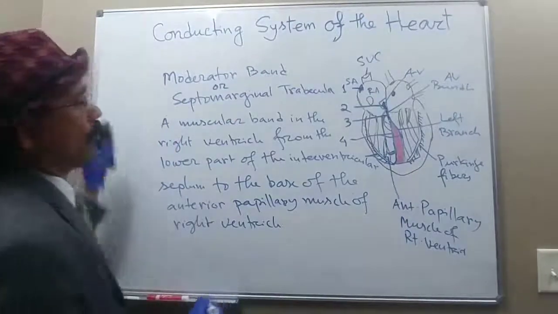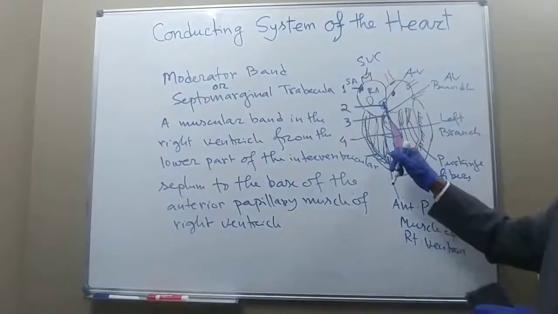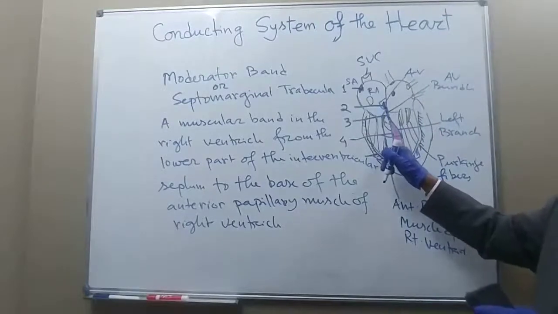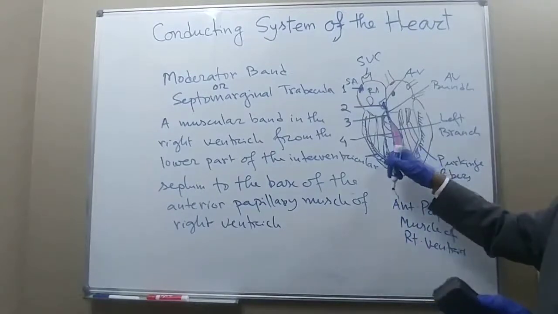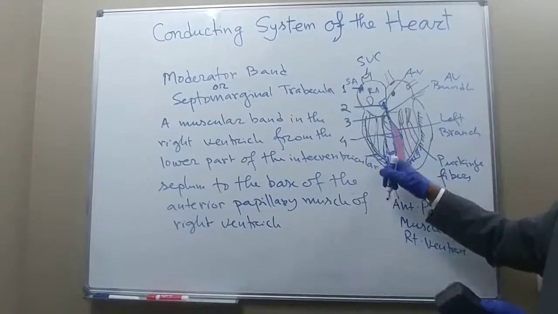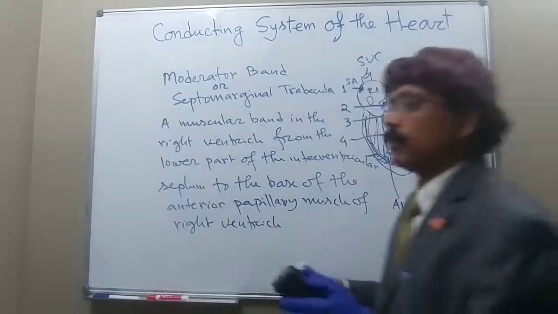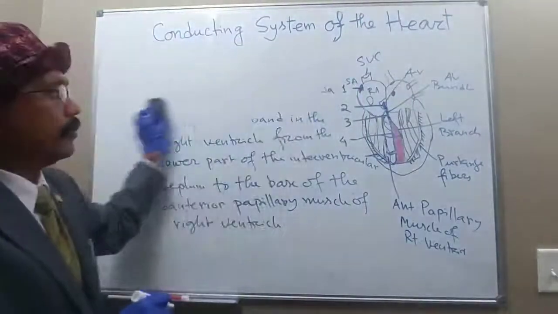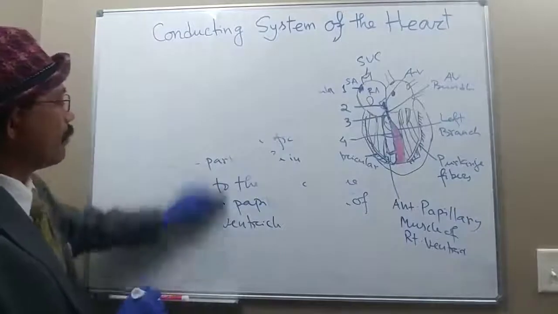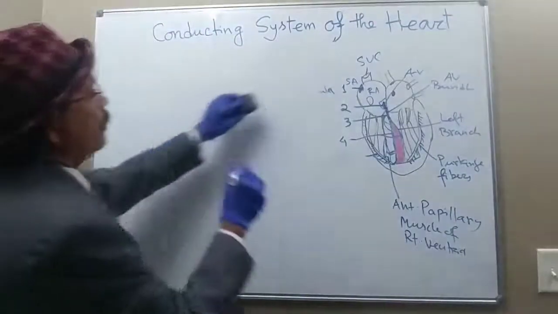Okay, we got the moderator band or septomarginal trabeculae. Its importance: it carries some fibers going to the anterior papillary muscle of the right ventricle for coordination and shortcut here. Instead of all going through one path, some fibers go there, some fibers go there. Almost half the fibers go there through the moderator band. Okay, we got the histology. Now we'll go to the embryology.